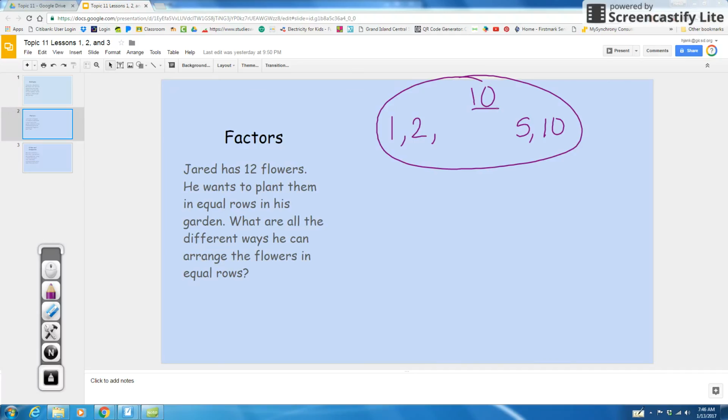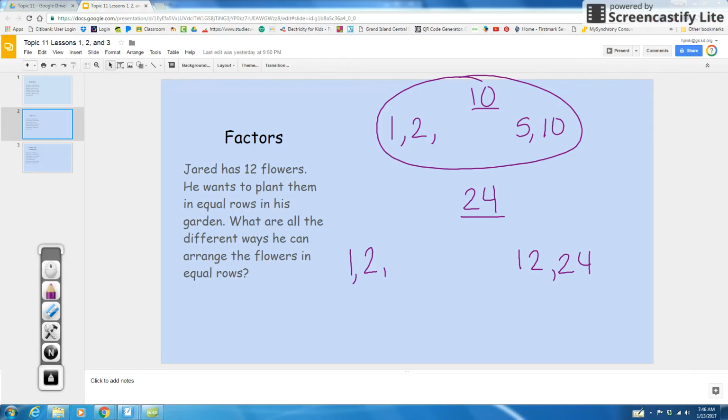Let's get a little bit higher of a number. Let's try 24. Okay, again, always start with 1 and the number. That's always going to be the first factor you should think of. And then just move through. I think of 2. Well, 24 is an even number, so I know 2 must go into it, and 2 times 12 is what equals 24.